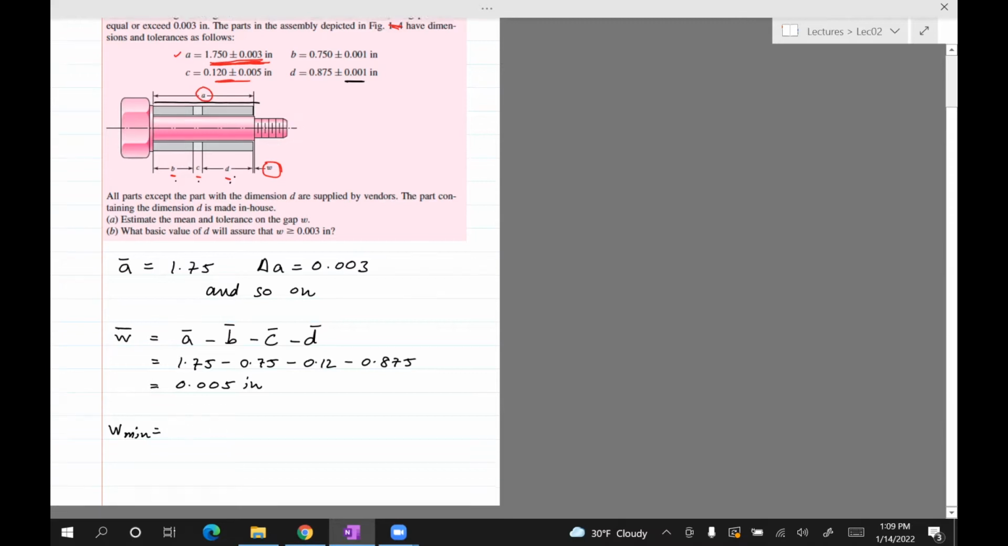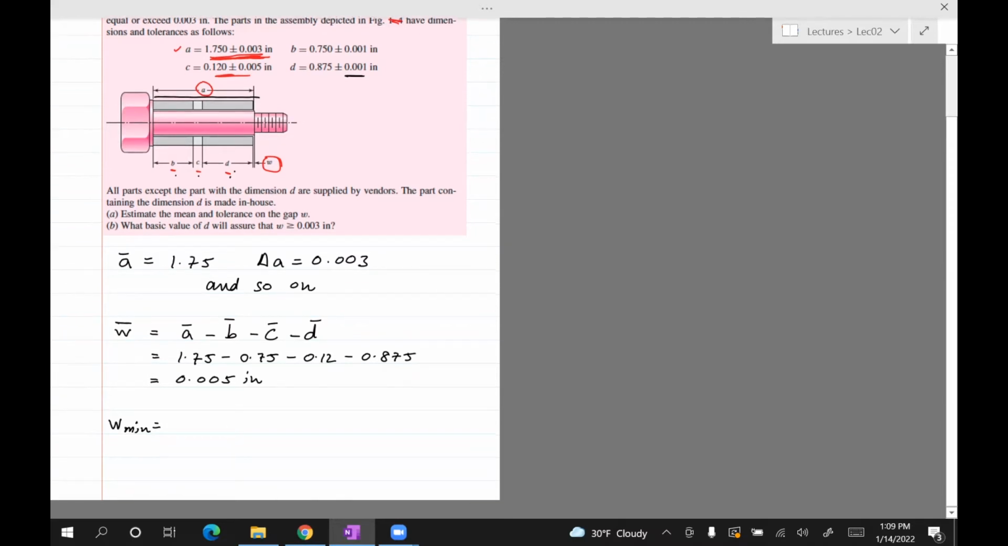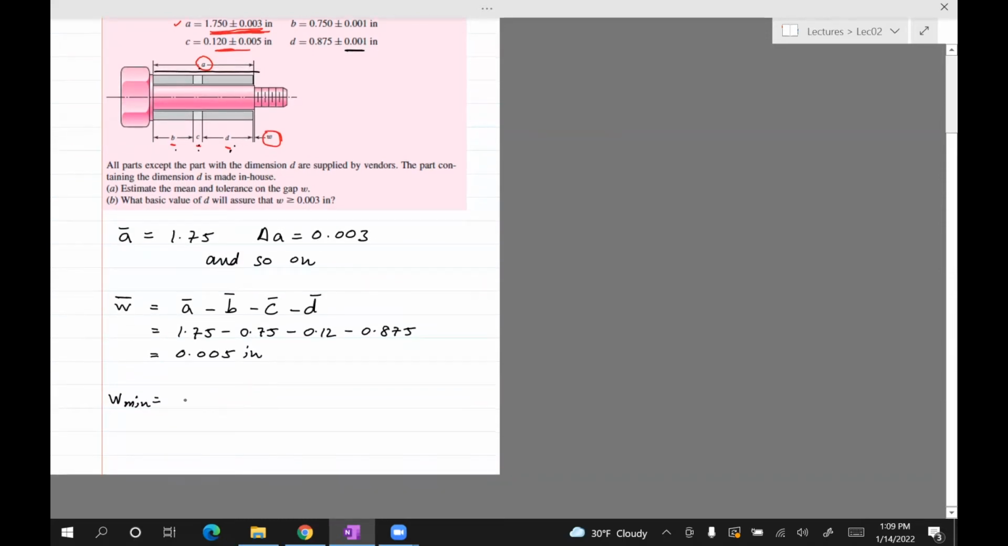Okay, the way we get the minimum W is when A gets its minimum value and B, C, D get their maximum value, we'll see that W will be minimum. So see if this formula makes sense to you. So A takes its minimum value. So A would be A bar, which is a mean, minus delta A. That's the minimum value for A. So A is going to be the shortest of its length, and then B, C, and D are going to be maximum of their length, and that's when we'll get this W.